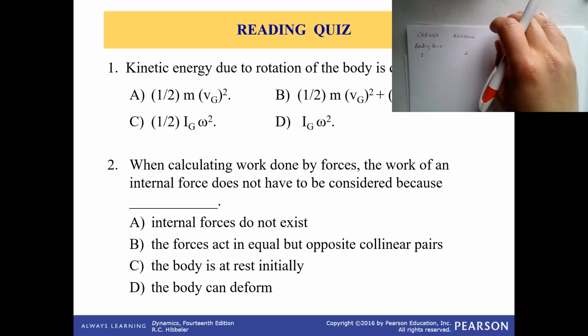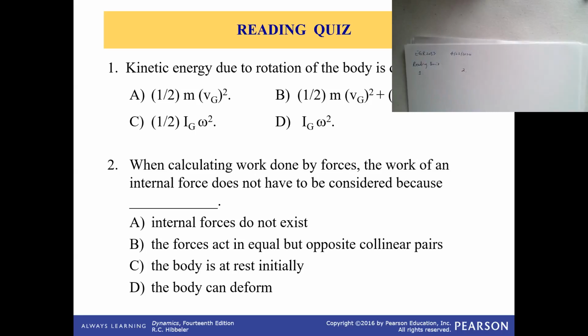All right, so we'll take a look. The first one says the kinetic energy due to rotation of the body is defined as. If you are looking for kinetic energy for rotation, then it's 1/2 moment of inertia times omega squared. So this one should be C.